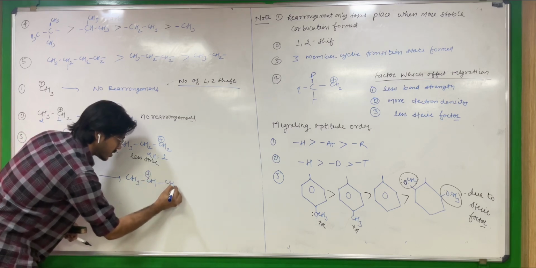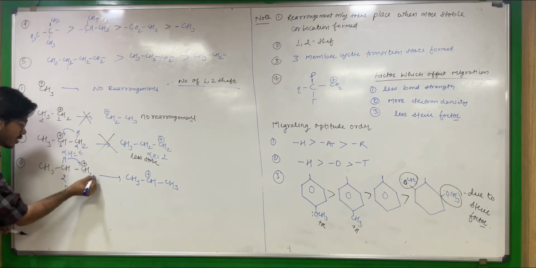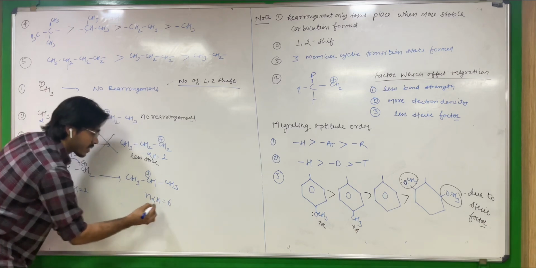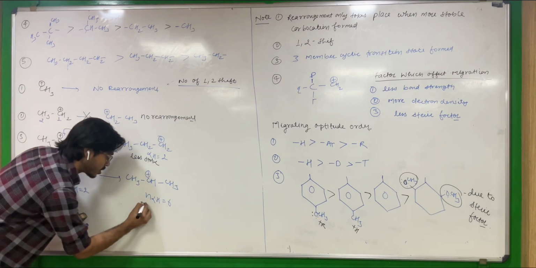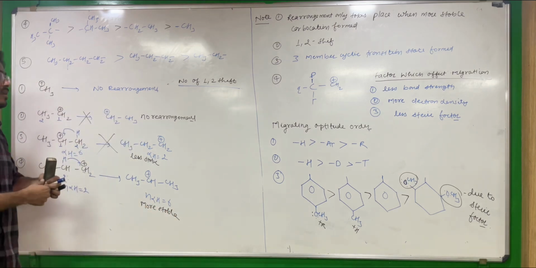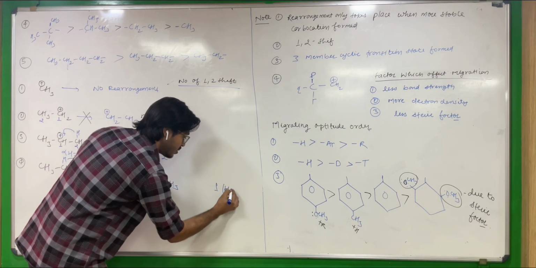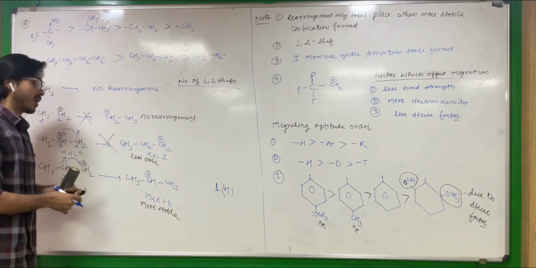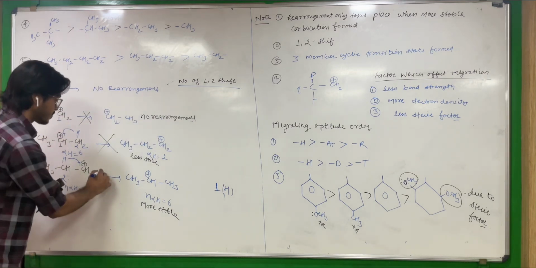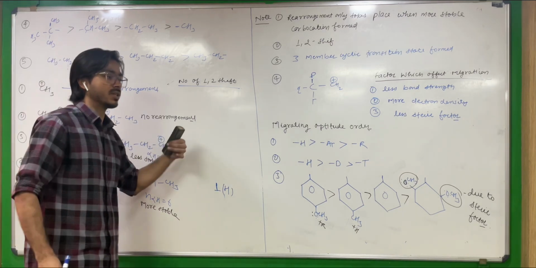CH2, CH3. Now in this case the number of alpha hydrogens is only 2, and here the number of alpha hydrogens is 6. So this is more stable, na? In this case rearrangement will take place, and how many 1,2 shifts are taking place? Only 1. So one hydride shift is taking place in this case. In all these 3 cases no rearrangement is possible. Rearrangement is only possible when a more stable carbocation is forming.